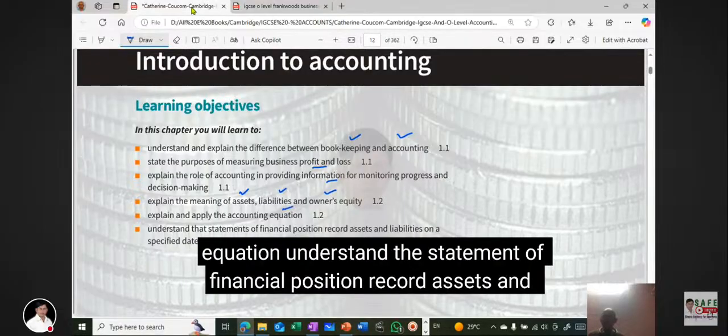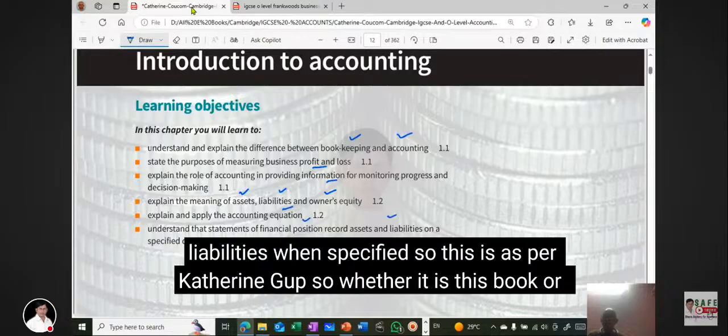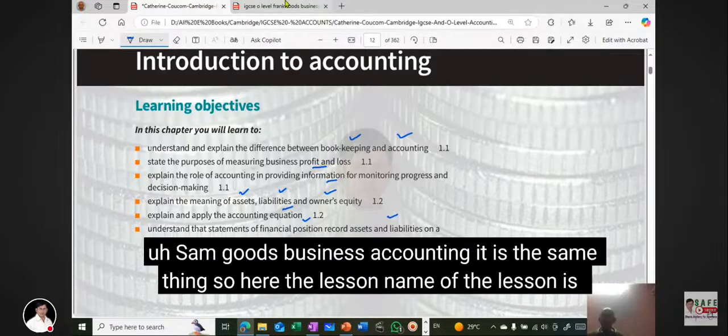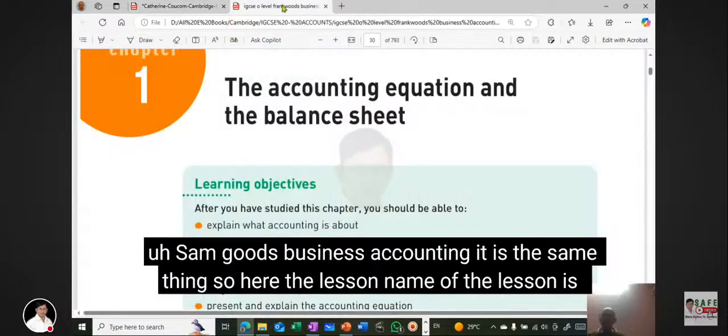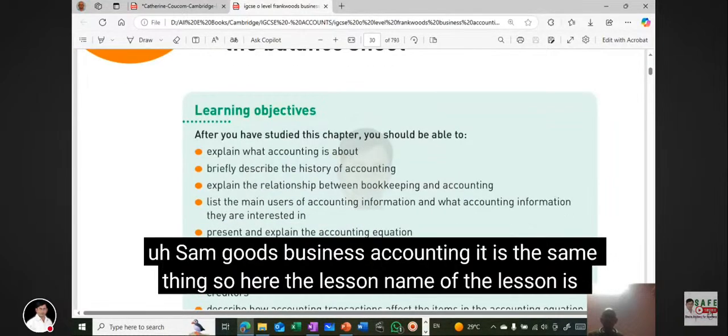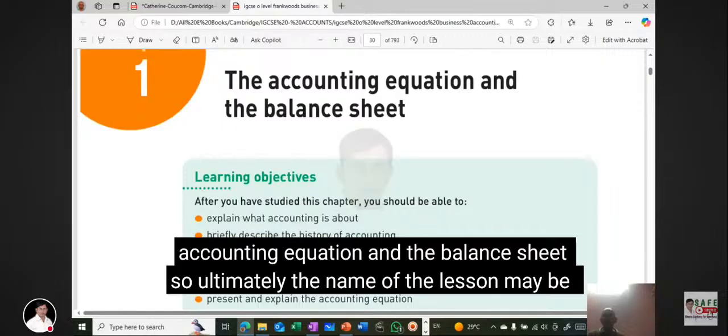Understand the statement of financial position. Record assets and liabilities in a specific format. So this is as per the Catherine Bookam. So whether it is this book or Frank Wood's Business Accounting, it is the same thing. So here the name of the lesson is accounting equation and the balance.